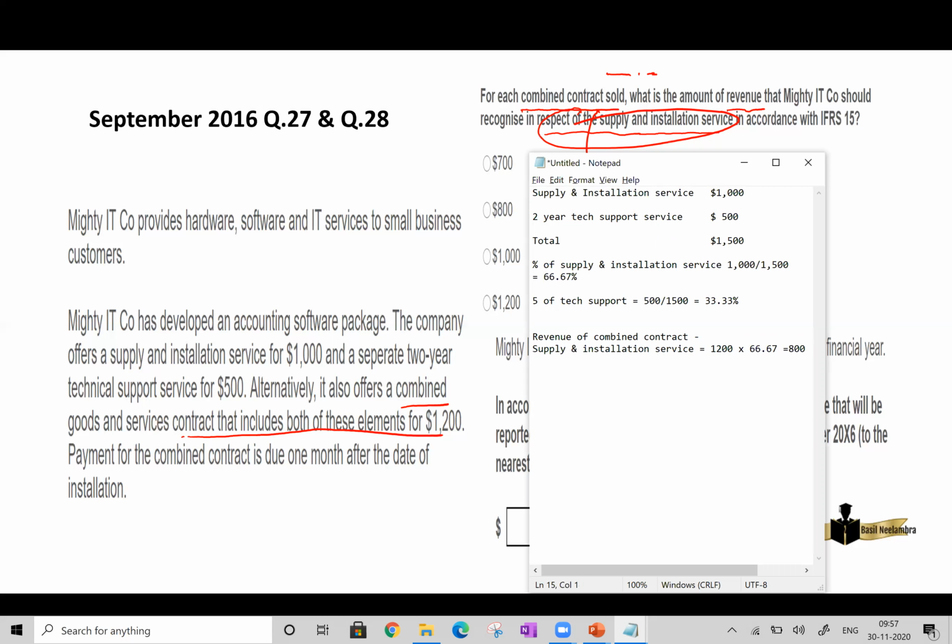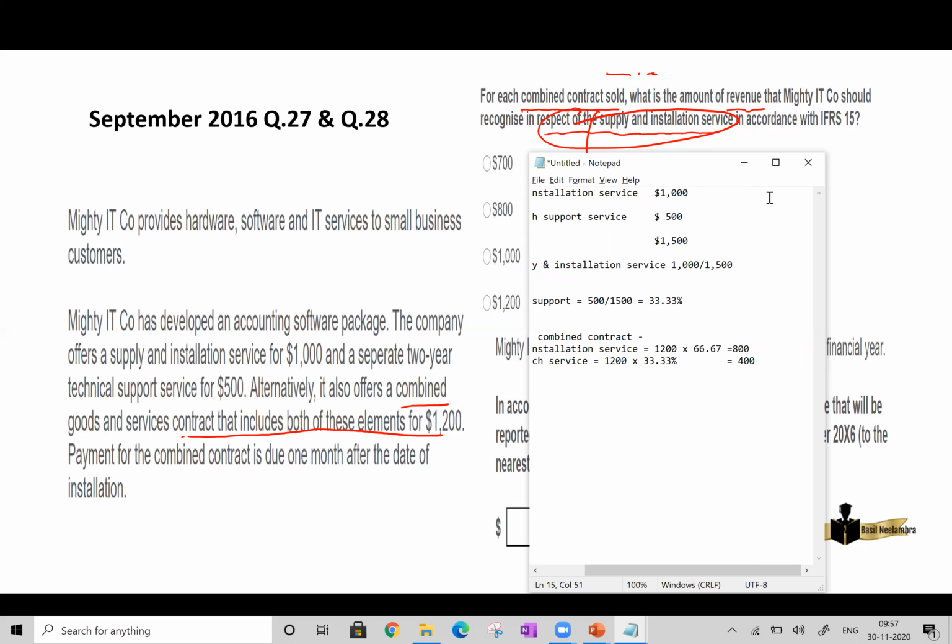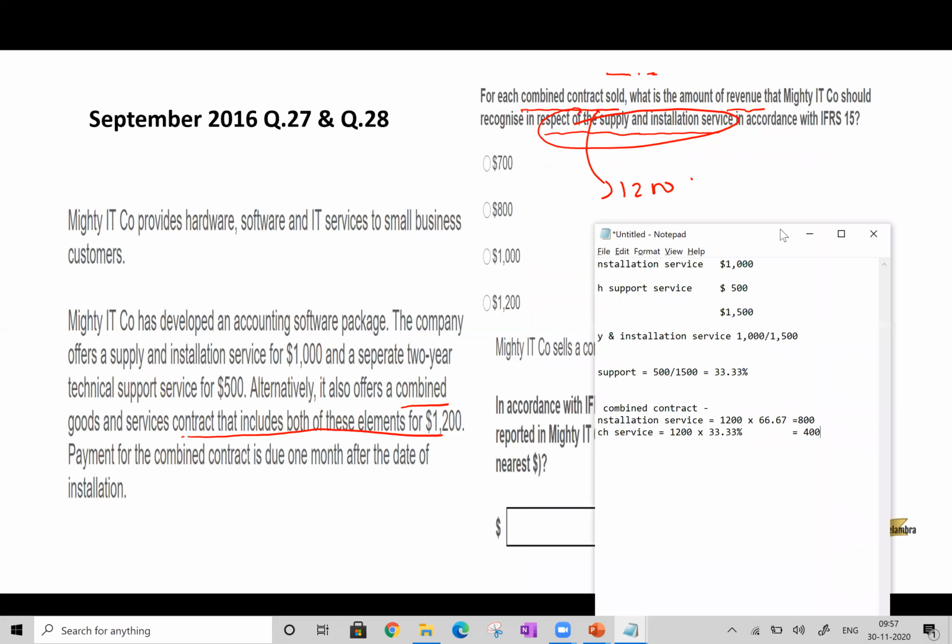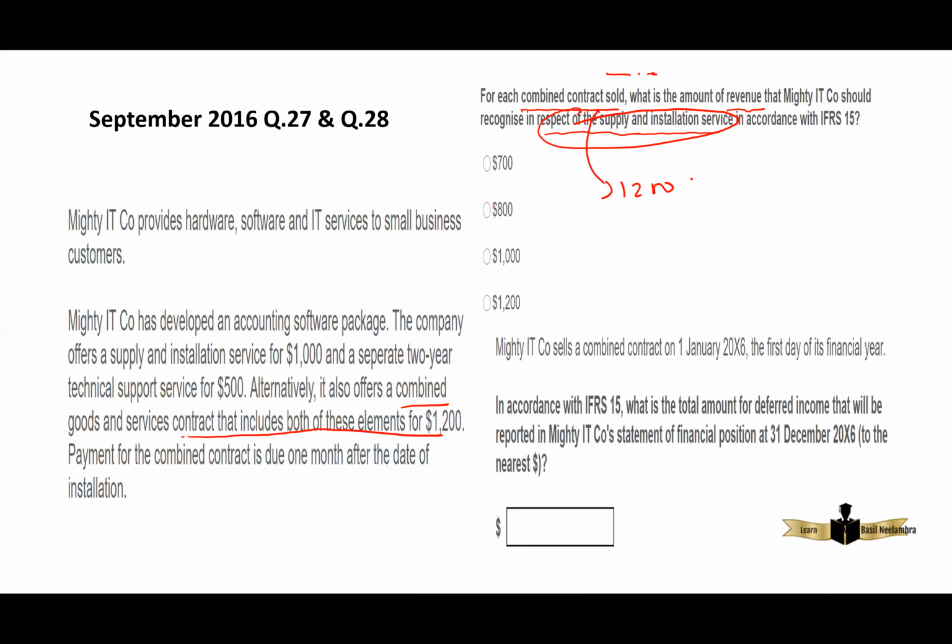So out of 1200, 800 pertains to supply and installation service, and the balance will pertain to 2-year tech service. How will you find that? 1200, your combined amount, multiplied by 33.33 percentage is equal to 400. So we have the answer to the first part: in respect of supply and installation it is 800, and tech support it is 400 in total. But read the next question.